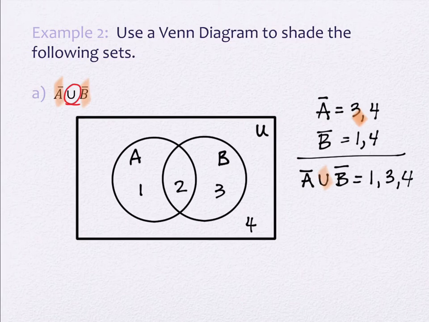Right? The same thing's happening. So we're including everything that's not in A and everything that's not in B. Okay. So we have to include all those pieces. So the things that are not in A are 3 and 4. So they get included in the union. Got it. The things that are not in B, 1 and 4, they get included in the union.